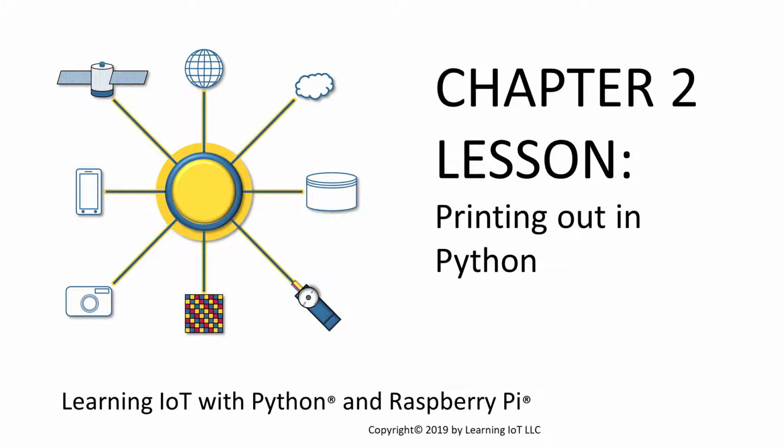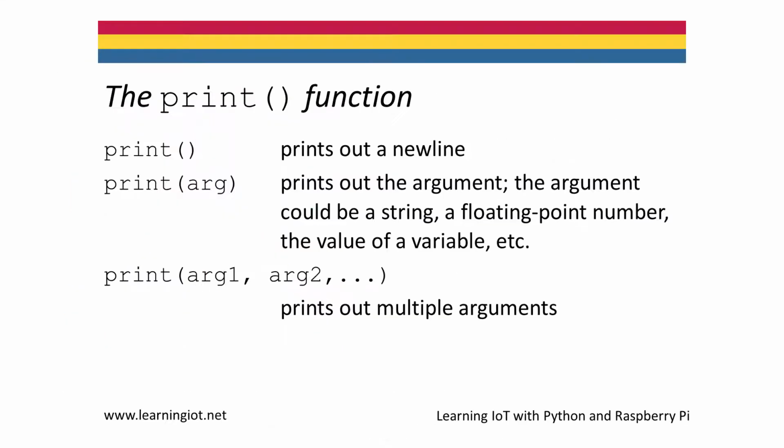In this video, you will learn how to print out strings, the values of variables, integers, floating point numbers, and so on. In addition, you will learn how to use escape characters to print a tab, a new line, quotation marks, and a backslash. We'll use a built-in print function to print out to the Python shell.